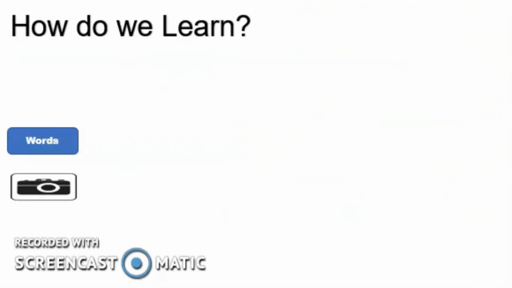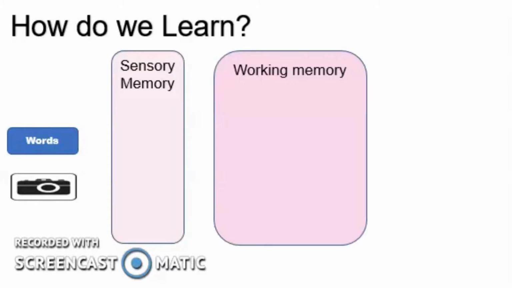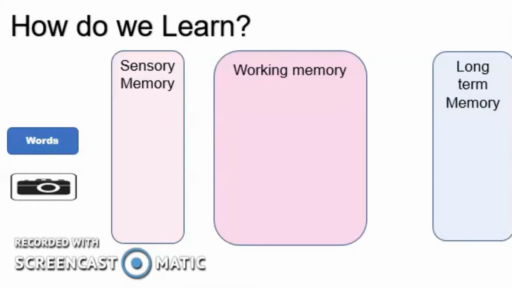So we'll begin with how do we learn? This is our multimedia presentation consisting of words and pictures. And this is the mind of your student consisting of sensory memory, working memory, and long-term memory. Sensory memory perceives the new information, working memory processes the new information, and then it is stored in the long-term memory for long-term usage and for retrieval later onwards.